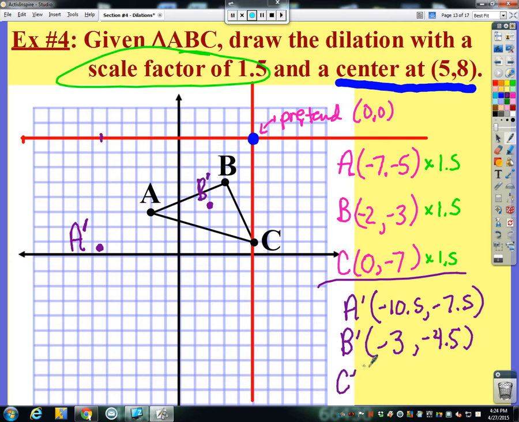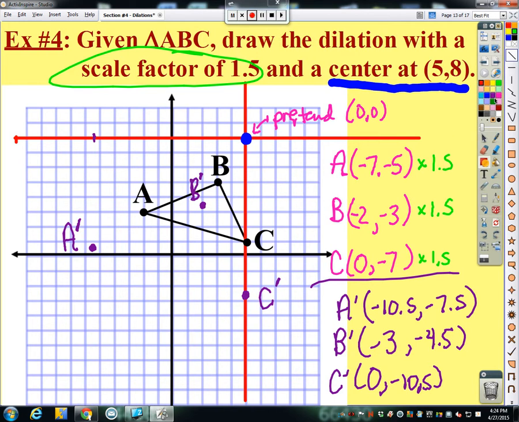And then same thing for C. We multiply the 0 and the negative 7 by 1.5. So we're still at 0 in the x direction, but negative 10.5 in the y direction. So again, move nothing left or right, but I move down 1, 2, 3, 4, 5, 6, 7, 8, 9, 10.5. And there is C prime.